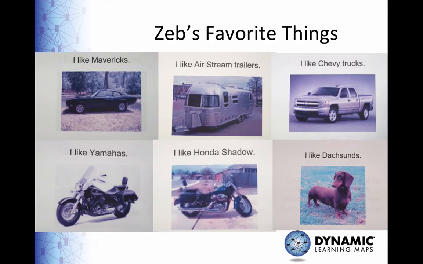Zeb's first draft was a series of "I like" different kinds of vehicles. These drafts were shared with classmates, and when Zeb found out that a classmate liked dachshunds, he decided he did too, and revised his text by adding the dog. Zeb chose to gather illustrations while some students drew.